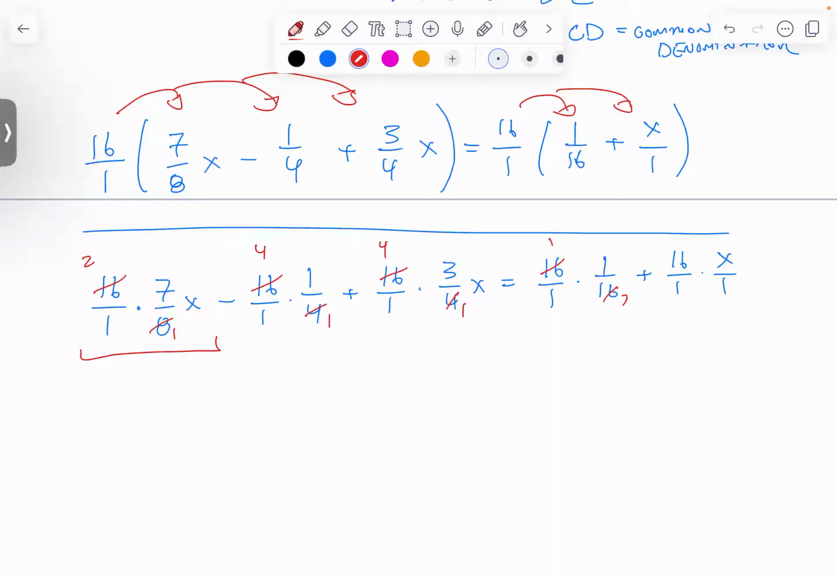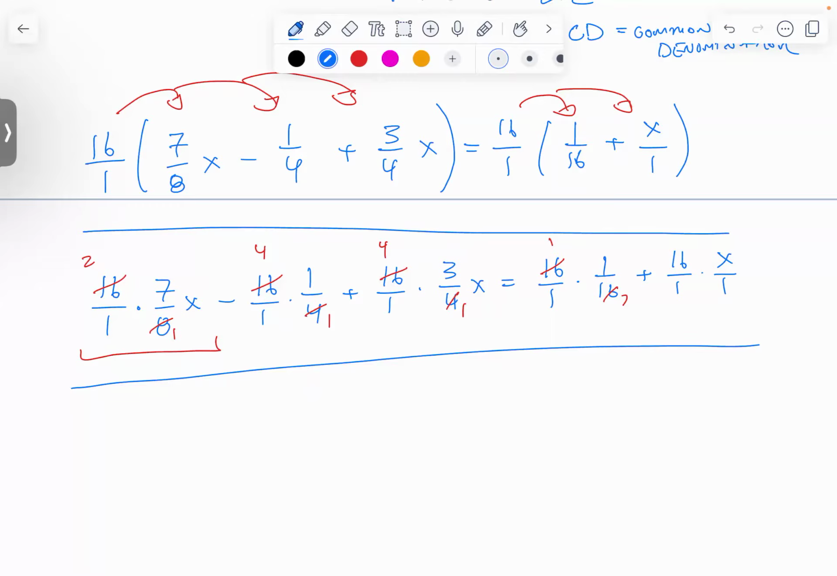Look at all these denominators. All these denominators are now 1. If your denominators are all 1, that means you don't have fractions anymore. That's why I really like this method. It gets a little rough just for one step, and then your fractions disappear.